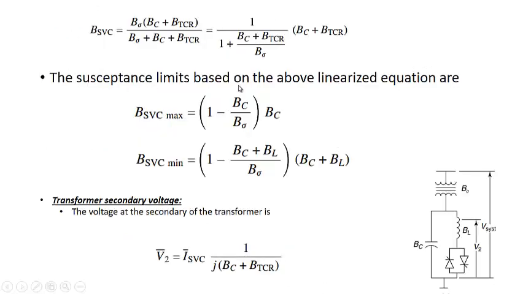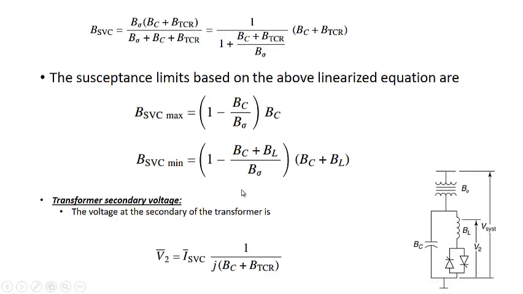The susceptance limits based on the above linear equation are as follows. B_SVC max will be equal to, when B_TCR is 0, 1 plus (1 minus B_C) divided by B_sigma into B_C. And when B_TCR is B_L, it will be equal to 1 minus (B_C plus B_L) divided by B_sigma into (B_C plus B_L). This will be B_SVC minimum.